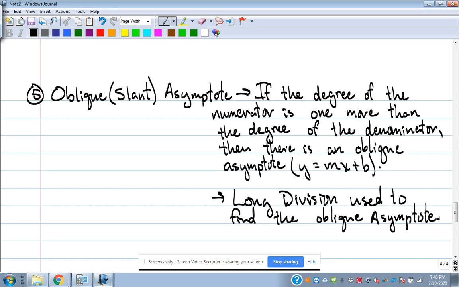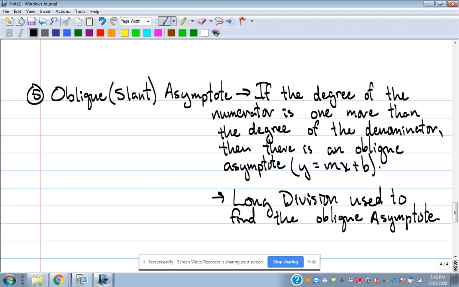Okay. Now, what are our rules for horizontal asymptotes? Degree on the top is smaller than the bottom. Degrees are equal to each other. Does this fit either of those scenarios? No, it's a completely different scenario. It says the numerator is one more than the denominator.